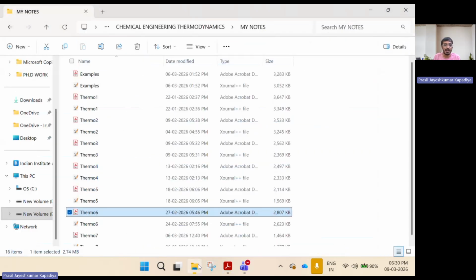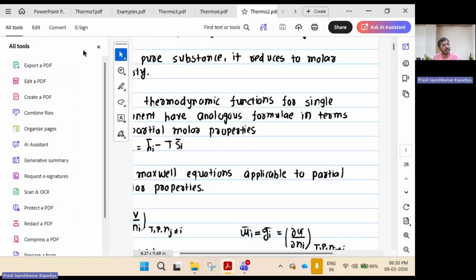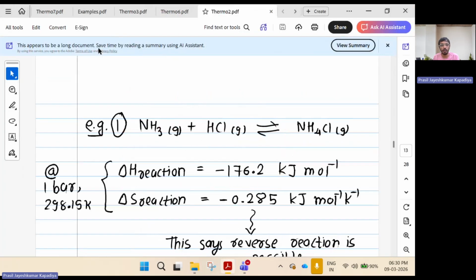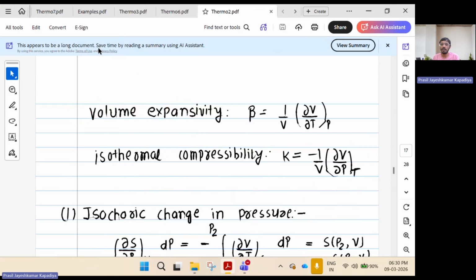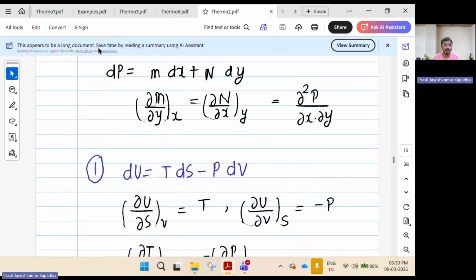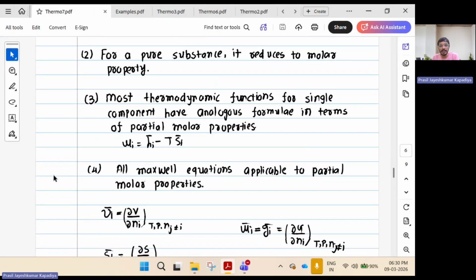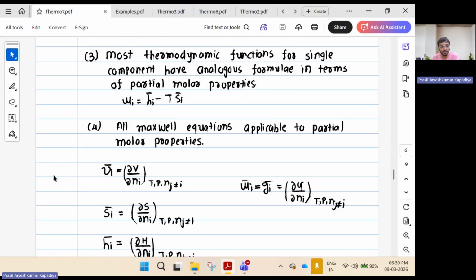And we have learned Maxwell relations in this lecture. All the Maxwell relations that we have developed for pure components can also be applicable for partial molar properties. So here we have del T del V at constant entropy is equal to minus del P del S at constant volume. The same thing is also applicable when I am dealing with partial molar properties.